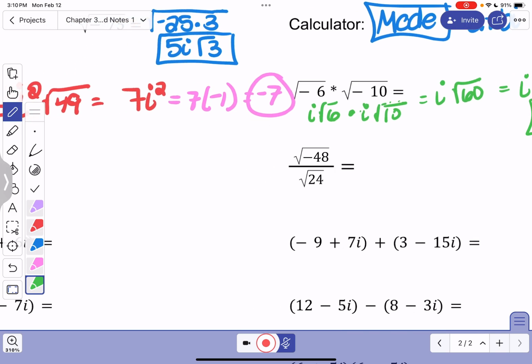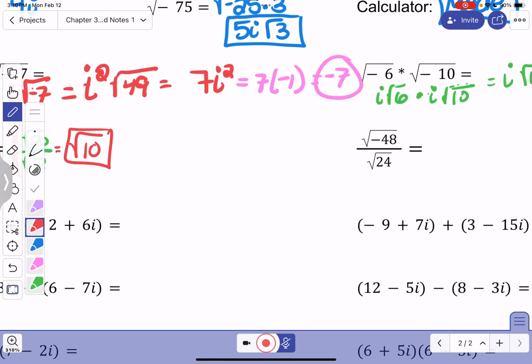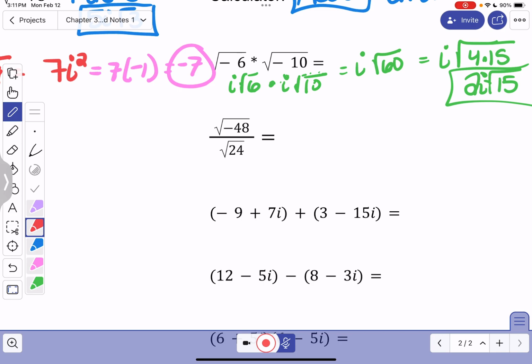Dividing works the same way. This would end up being i root 20 over i root 2. The i's are going to cancel, and then 20 divided by 2 is 10. So we get root 10. Over here, the top would be i root 48. The bottom would be root 24. Now, we could reduce both, or I could say, hey, 48 is divisible by 24, and we get 2. So we have i root 2. That's as far as we can go on that one.